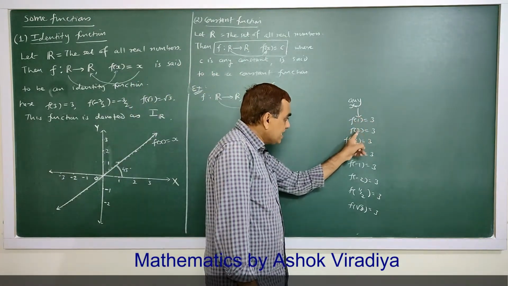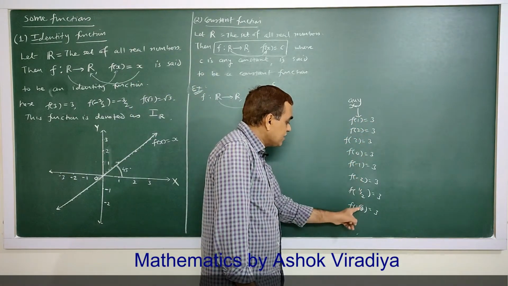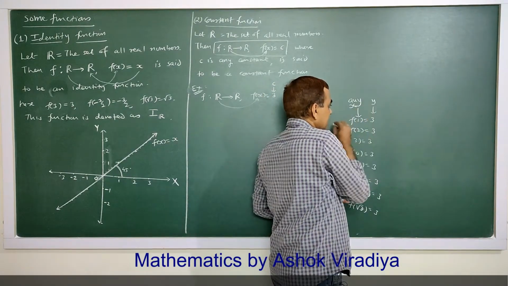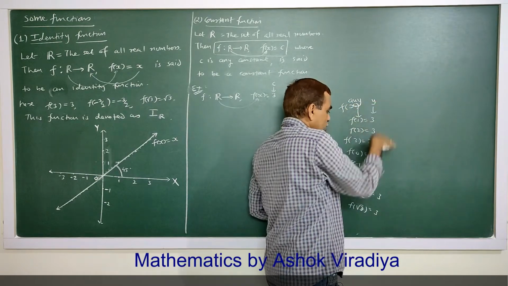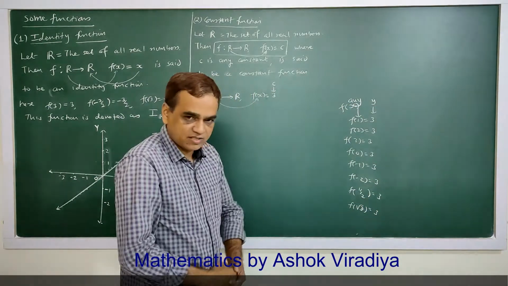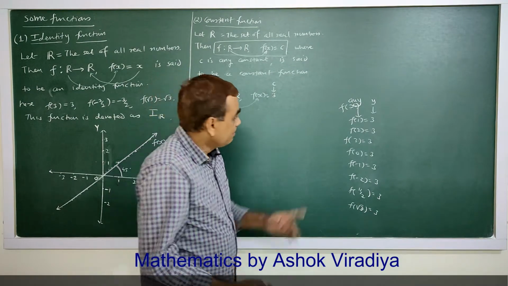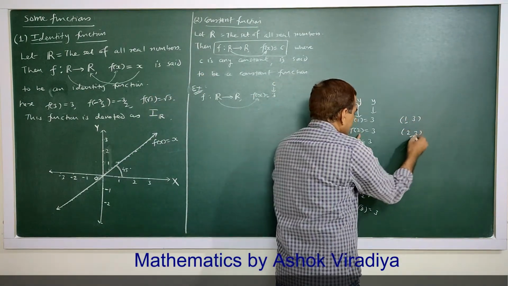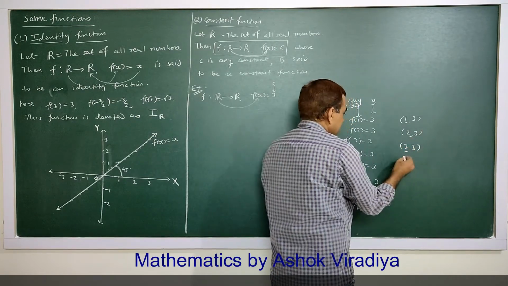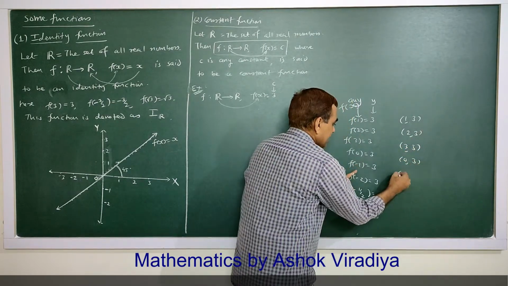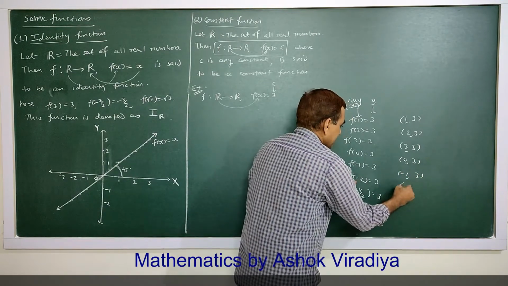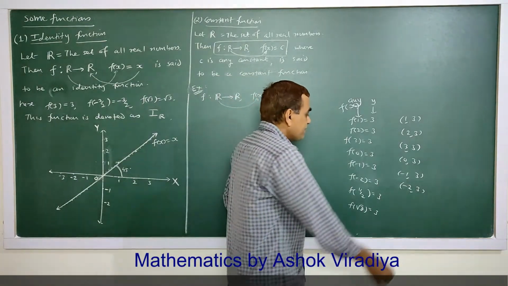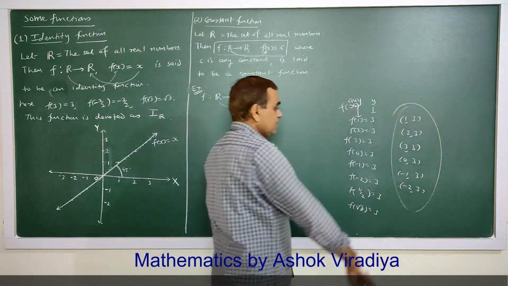So x coordinate is a variable, it changes its value, but image means this is y. Image of x under y, so y remains the same, fixed. Means image of 1 is 3, image of 2 is 3, image of 3 is 3, image of 0 is 3, image of -1 is 3, image of -2 is 3. So graph of this function passes through these points.